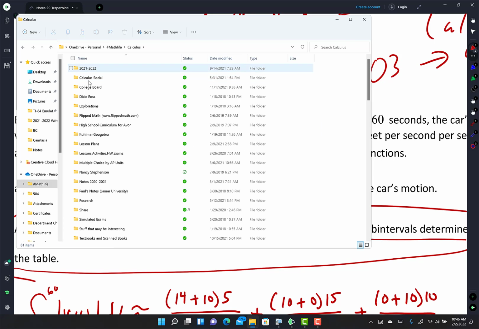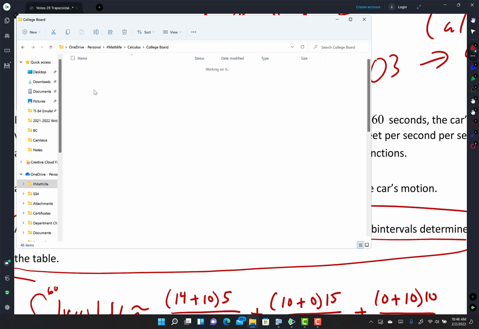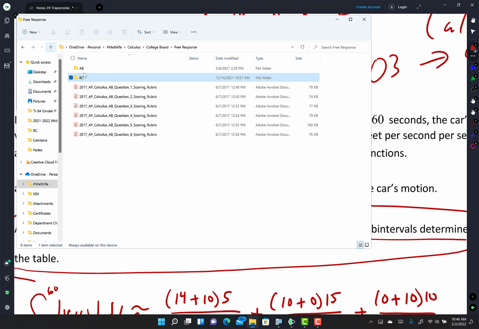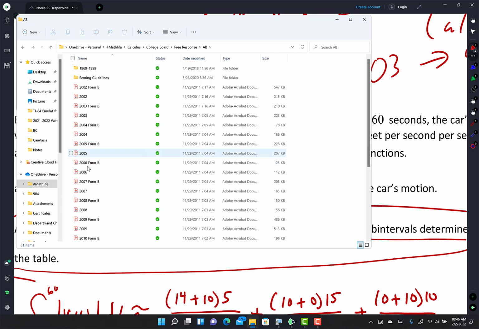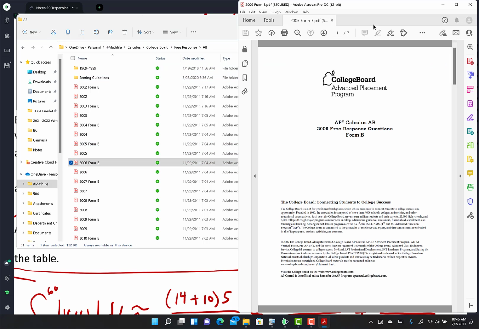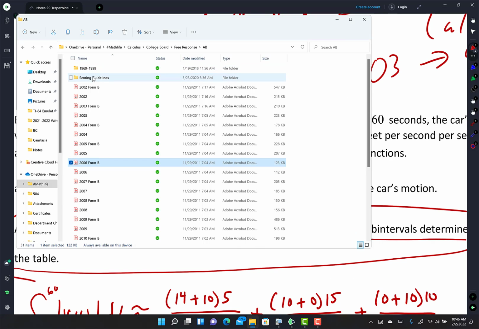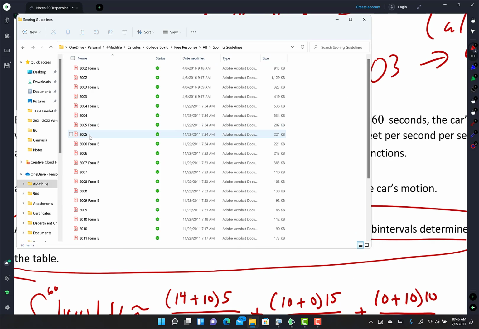Free response. College Board. Free response. BC. Oh, that's not a BC question. That's an AB, right? 2006. Oh no, that's just gonna tell me the questions. Scoring guidelines.